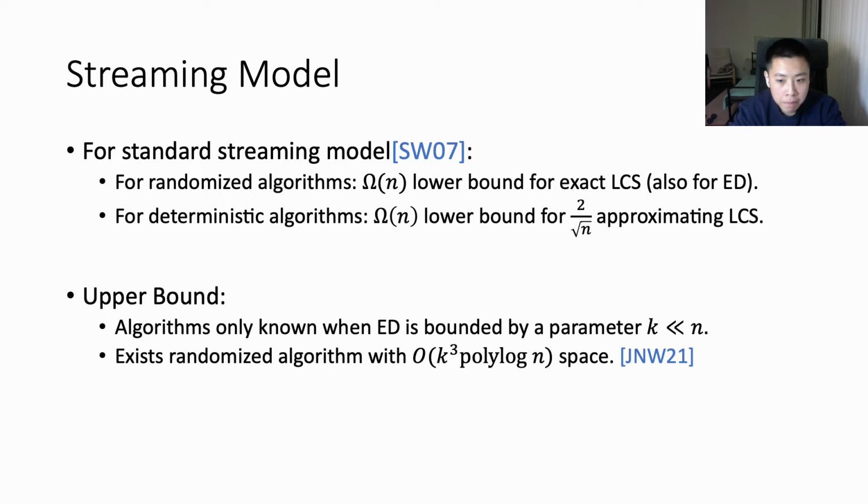On the upper bound side, algorithms are only known when edit distance is bounded by a parameter k that is substantially smaller than n. And for such cases, there exist algorithms that can achieve k cubed times polylog n space.